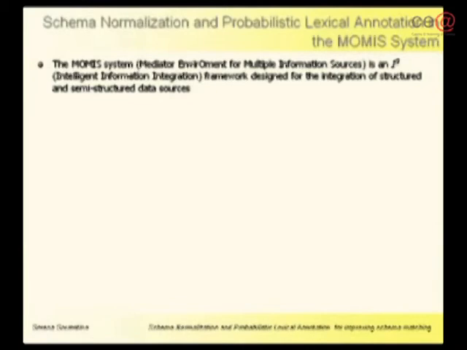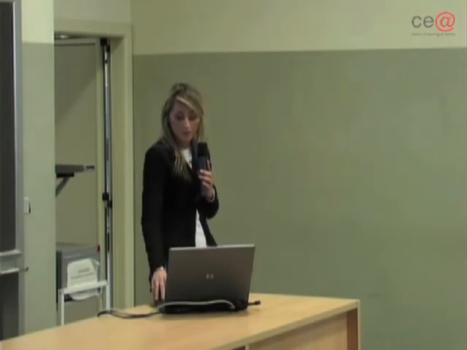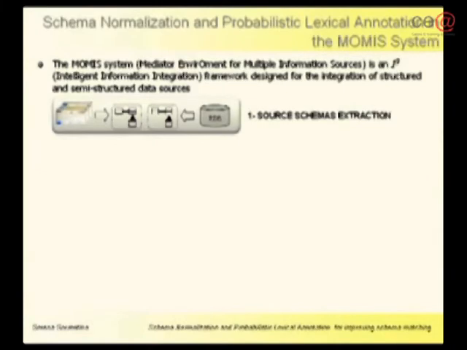Both schema normalization and probabilistic lexical annotation have been implemented within the MOMIS system. MOMIS is a framework for the integration of structured and semi-structured data sources. In MOMIS, the process of relationship discovery is composed by three main steps. The first phase is the source schemas extraction. During this phase, the schemas of sources are automatically extracted and translated in a common language.